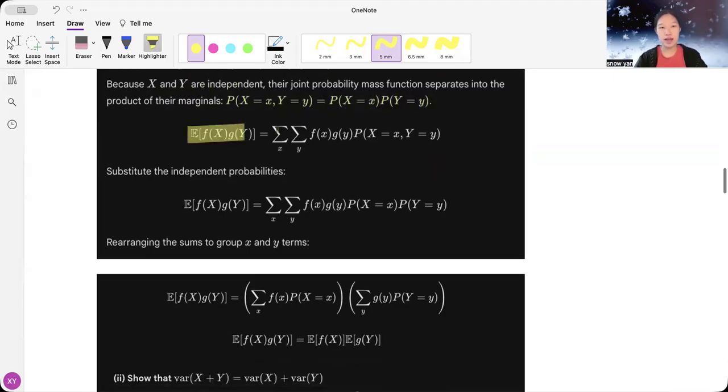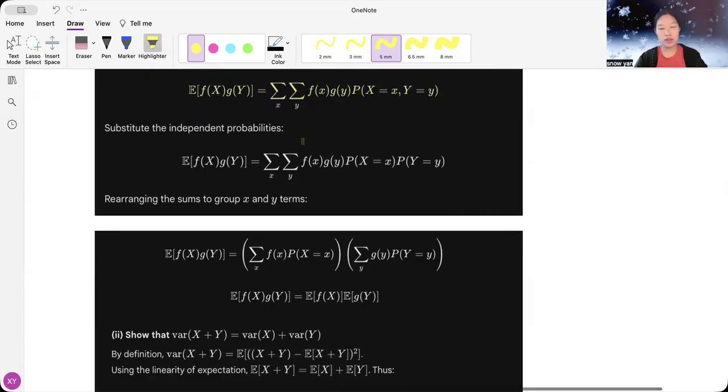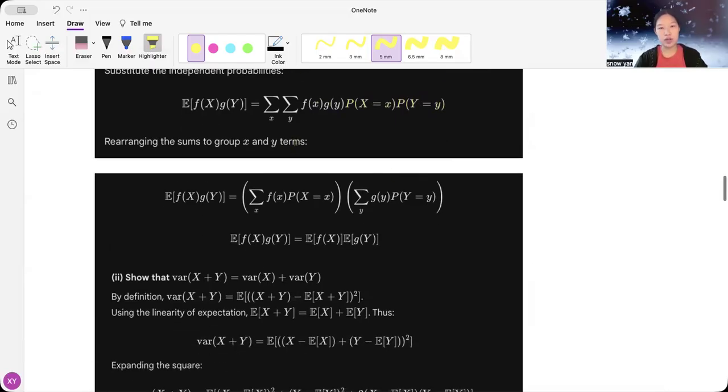So then E of f of X, g of Y would just be the sigma of x, sigma of f of x, g of y, P of X equals x, Y equals y. And then we could just substitute the probabilities from earlier, right? We've broken it down into two parts. So then we can just rearrange it into this and this. It's the sigma of the two things, and hence we would get the expectation.